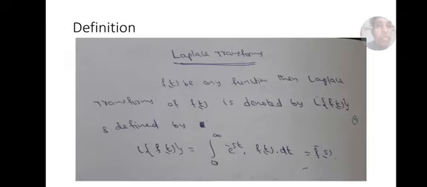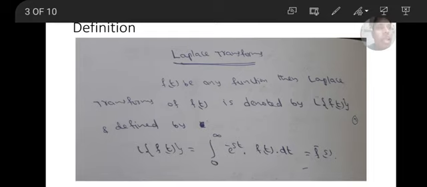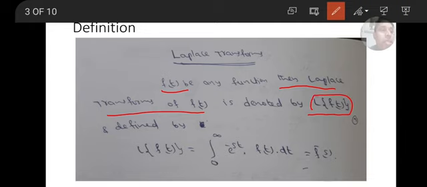Okay. So first, the definition of Laplace transform. Let f of t be any function, then the Laplace transform of f of t is denoted by L of f of t. Laplace transform of function f of t is denoted by L of f of t.